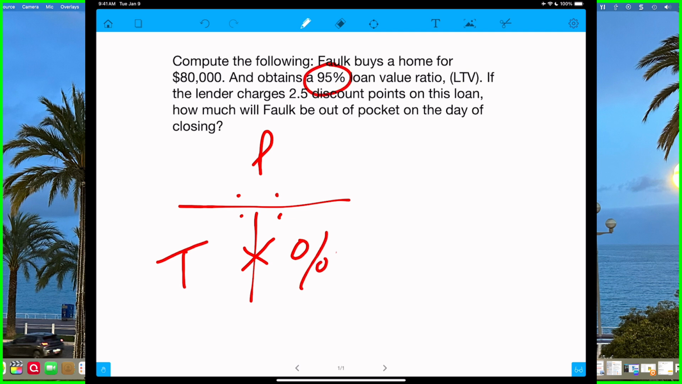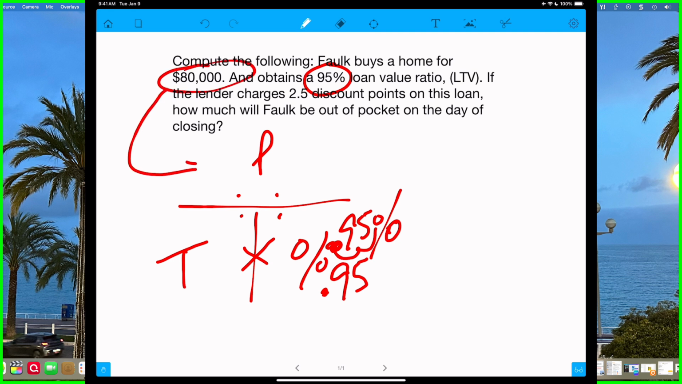Remember, we have part, total, percent. Well, we know what the percent is, don't we? It's 0.95. 95%. And John always tells you to do what? I tell you to move that decimal over 2 points. So 0.95. The question then becomes, what is this 80,000? Does it go in the part or does it go in the total?